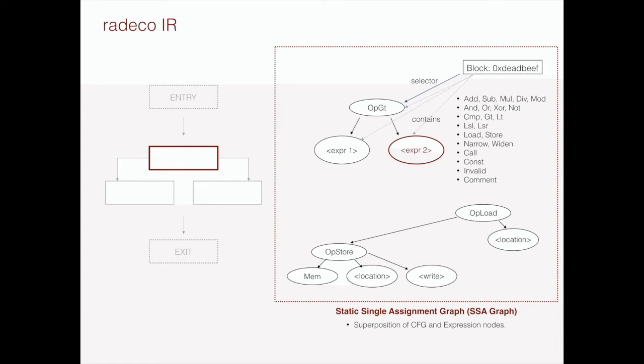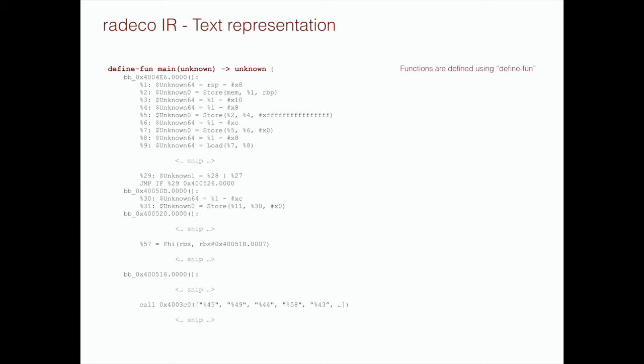Now, the IR has a graph-based representation, and you can also see a graph output. This is output by radeco, but this gets very hard to debug because of the thousands and thousands of nodes. So to simplify, we also have a text-based IR. The text-based IR is inspired by LLVM's IR and shares many similarities with it.